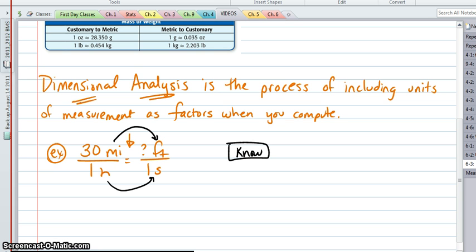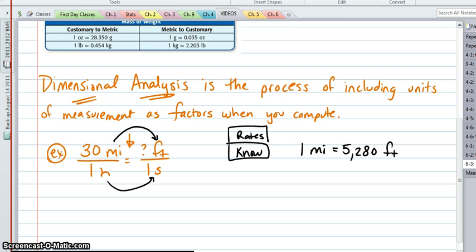So what's the basic fact that connects feet and miles? We know that 1 mile is equal to, again, 5,280 feet. So write down that rate. These are rates that we know, which we will be using to help us convert.